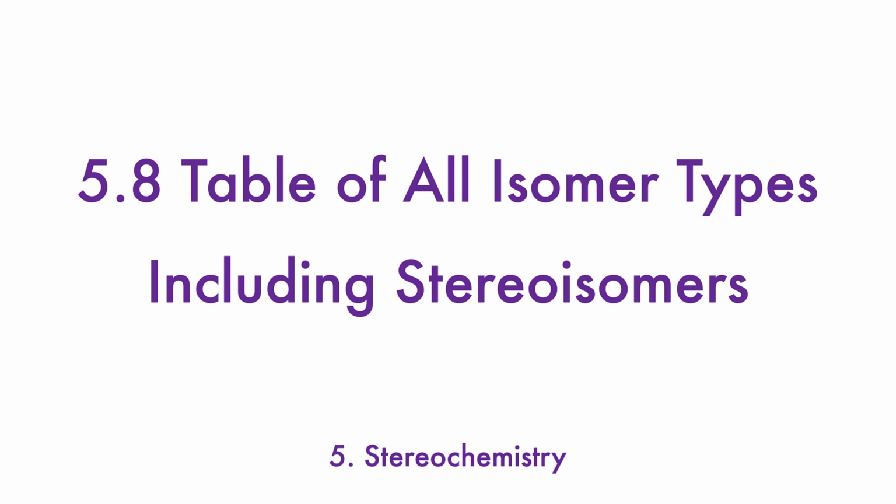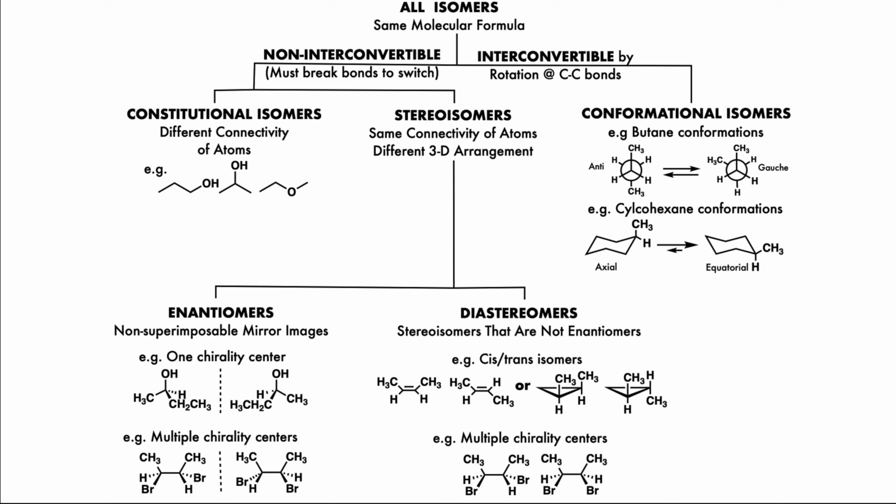Let's look at a table of all isomer types in organic chemistry, including all the types of stereoisomers. This table shows the relationship of all the types of isomers with examples for each. Let's start from the top. All isomers have the same molecular formula but differ in some way. There are two broad families of isomers.